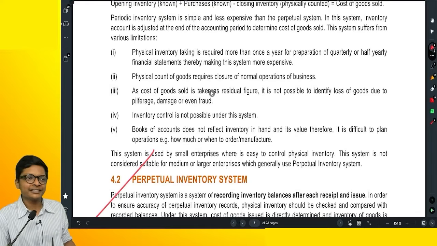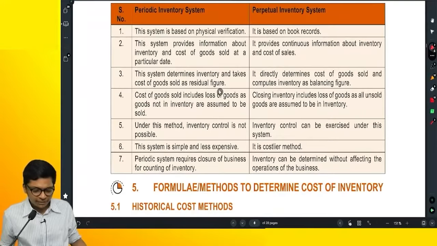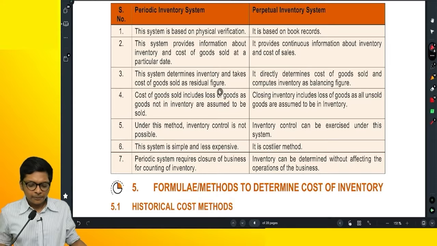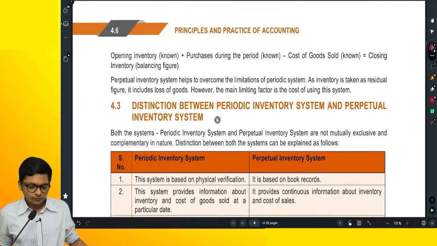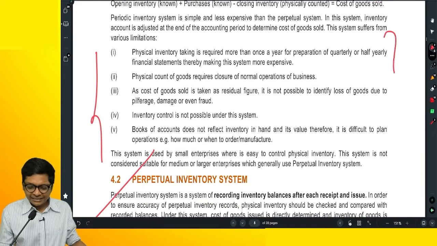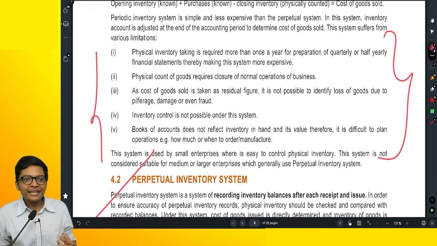So many times he is tested. What is perpetual and periodic inventory? 4 marks. Differentiate between perpetual and periodical. We have given the table. Are you following, guys? Clear, guys? Now he might also ask, what is the disadvantage of periodical? What is the disadvantage of periodical inventory system?